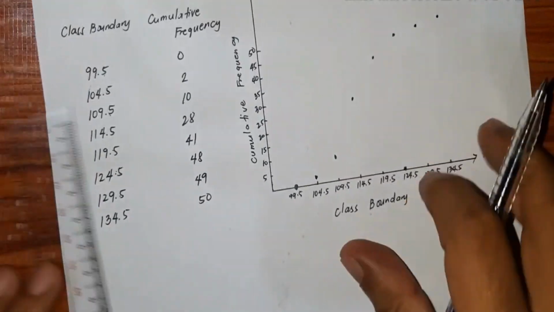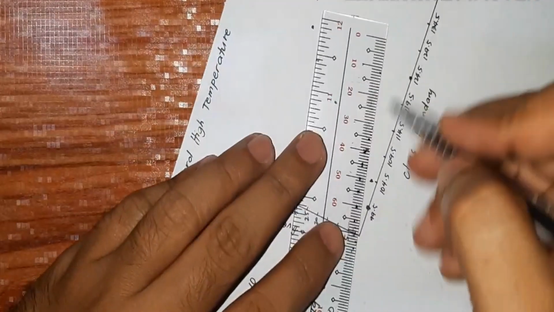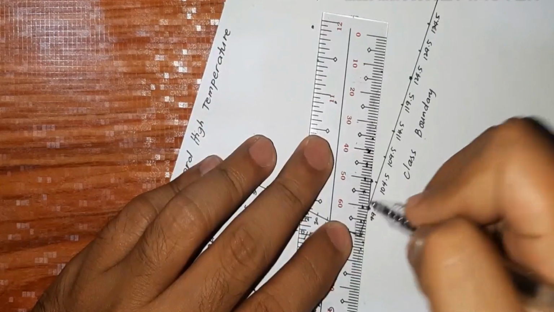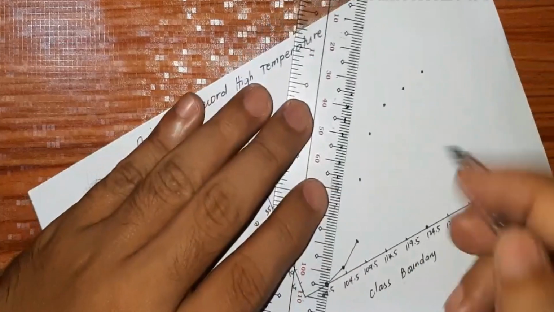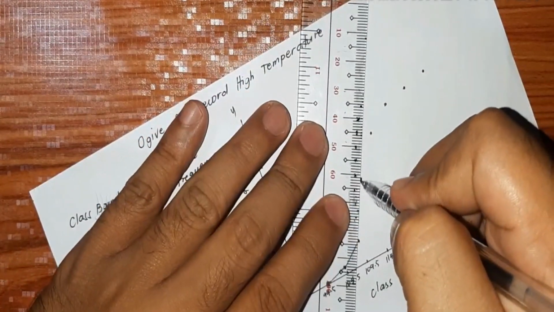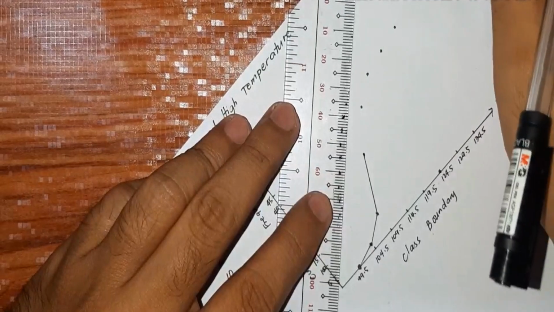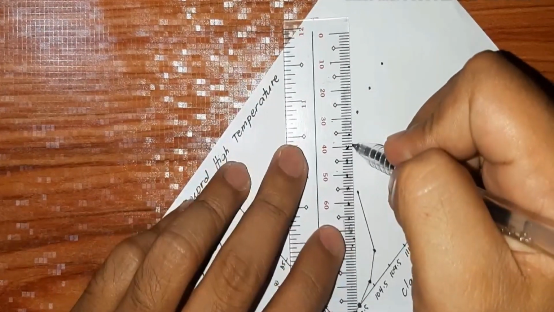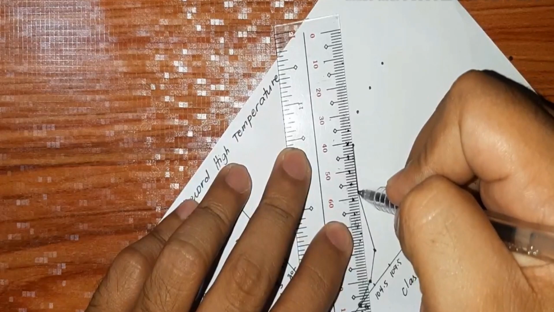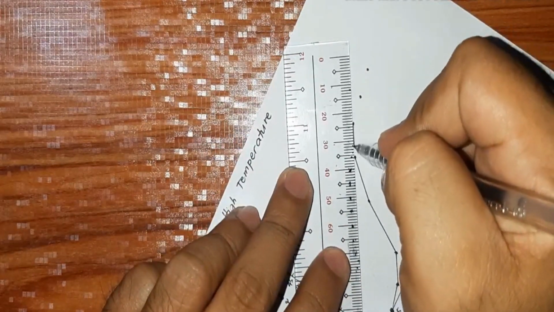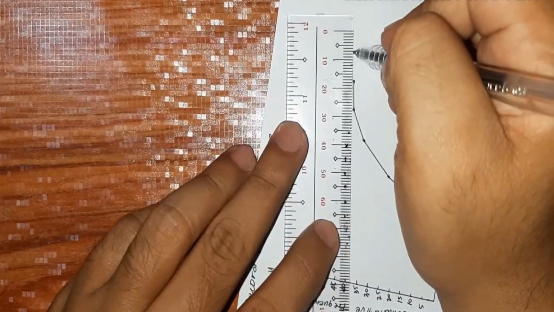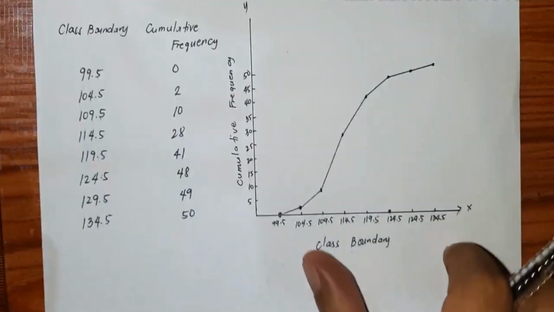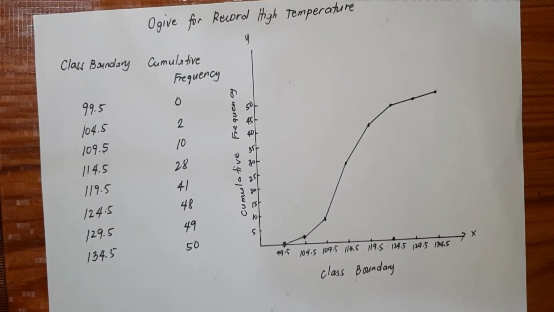Ngayon, connect natin yung mga dots na yan. So, yan. So, we're done creating Ogives for record high temperature.